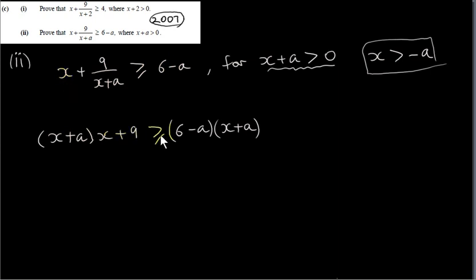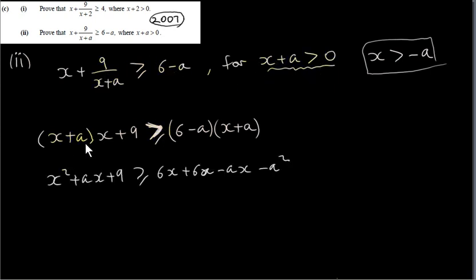X plus a times x plus 9 is greater than or equal to 6 minus a multiplied by x plus a. Now we can get this into the standard form of a quadratic inequality with 0 on the right hand side. Of course, the symbol here retains its direction because we multiply both sides by something positive. So I've just multiplied out the left hand side. X squared plus ax plus 9 is greater than or equal to 6 times x plus 6 times a minus ax minus a squared. So I'm assuming that this is true, and we hopefully will deduce something that we know for a fact is true, and then we can just simply reverse all our steps.